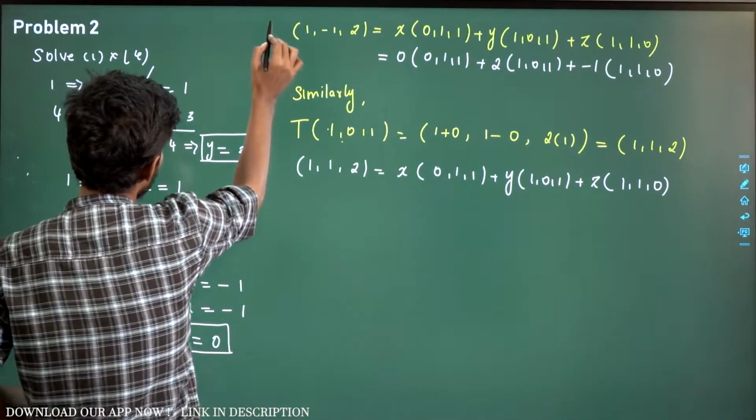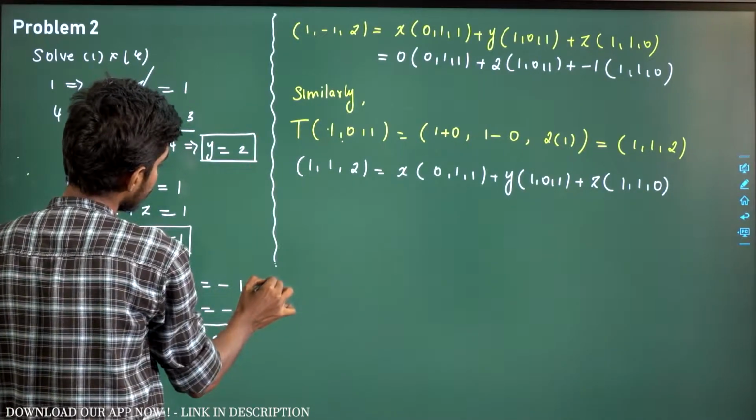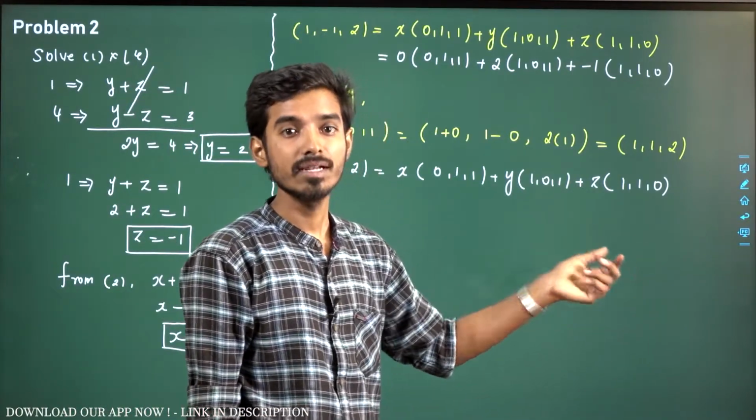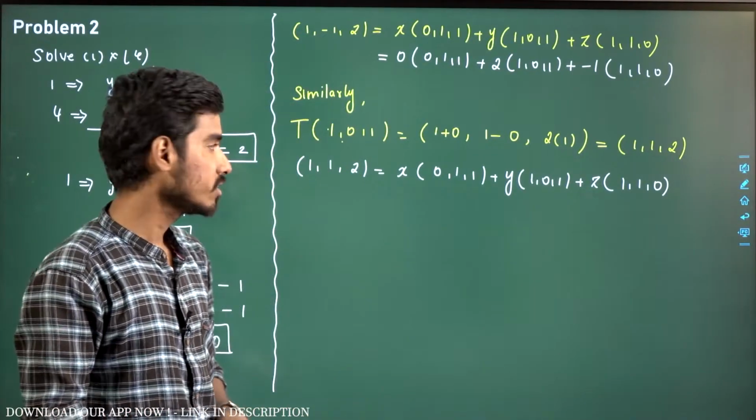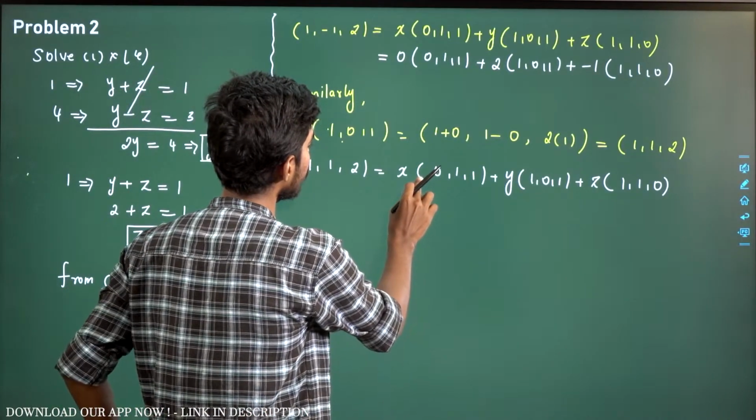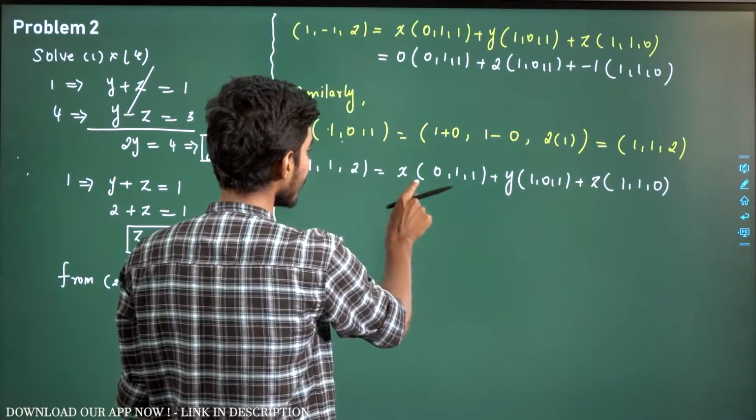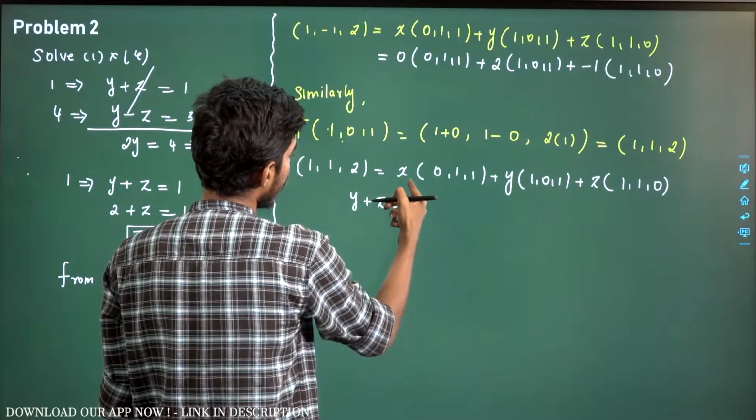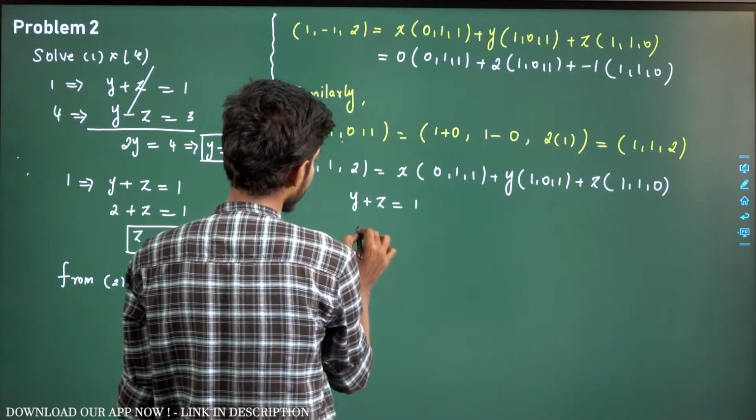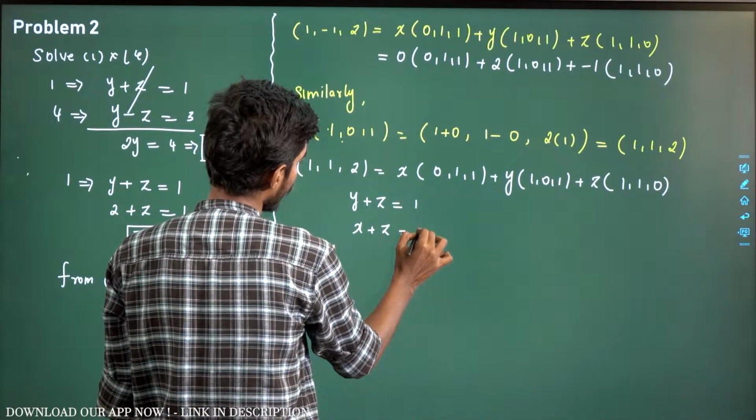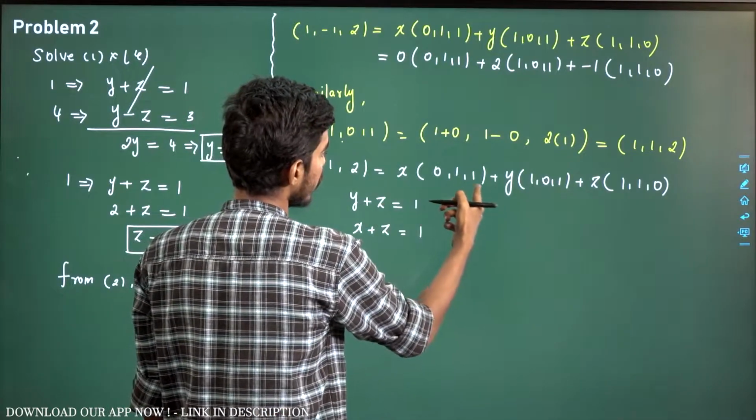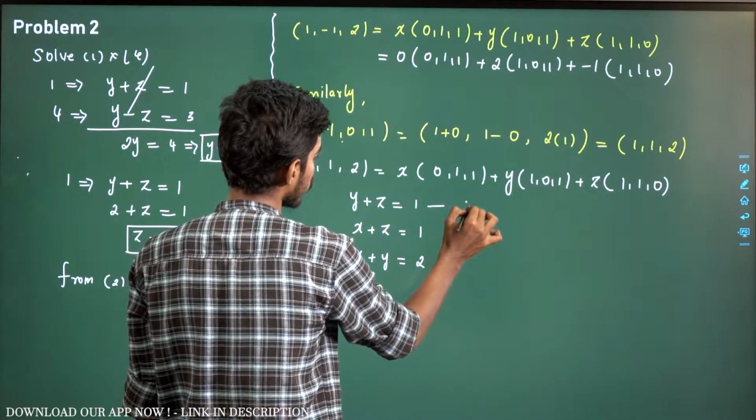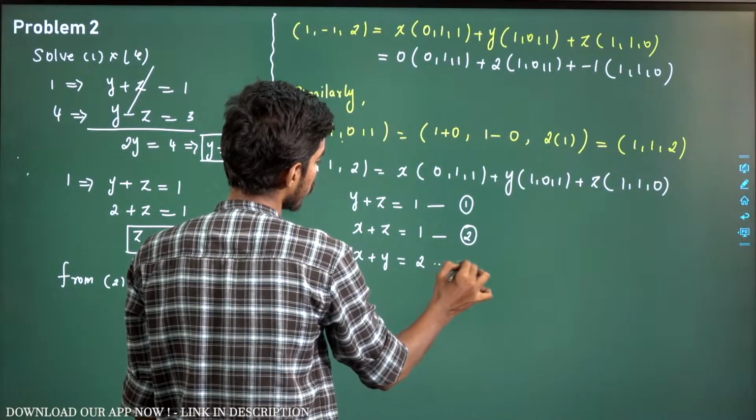Similarly, you need to follow the same method. You will have a system of equations again. Solve the system of equations, find x, y, z, and that will be the second column. If you equate this, we have y plus z equal to 1, x plus z equal to 1, and x plus y equal to 2. Call these 1, 2 and 3.